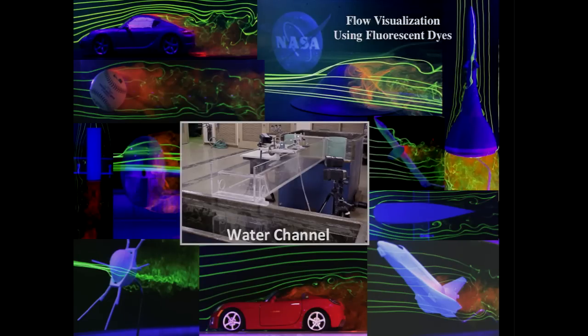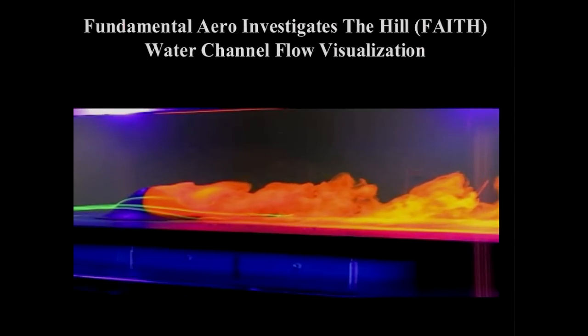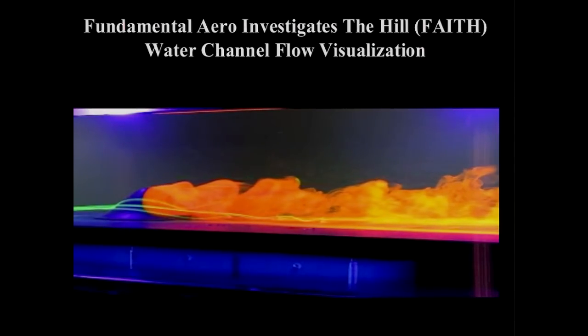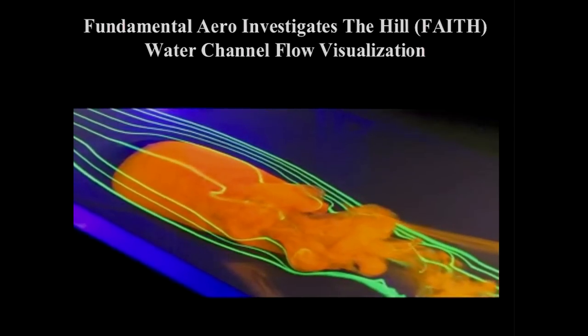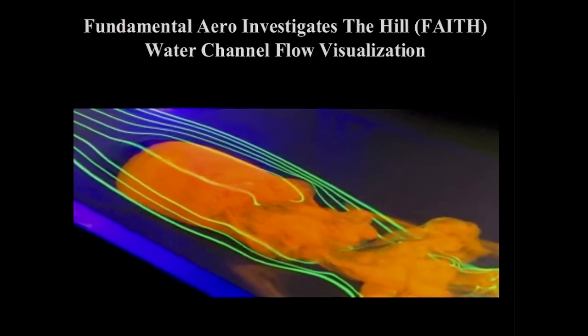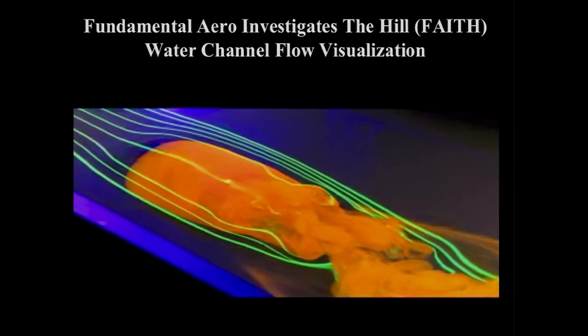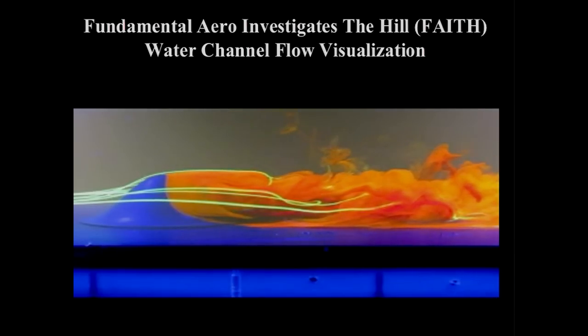But what better way to explain it than actually showing you in action? So here you go. We have the fluorescent dye flowing from left to right. It's the green dye, and we injected the orange dye in the very back here. What's in this test section is the hill. We call it the Fundamental Aerodynamics Investigates the Hill, or Faith Hill.